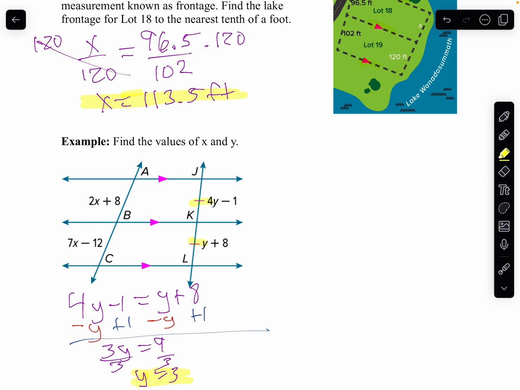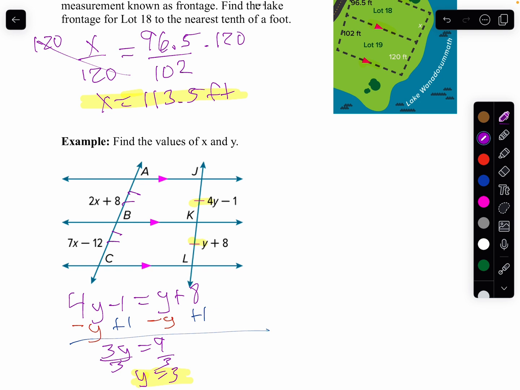Now, since my y segments were equal, my x segments are equal. Now, x doesn't equal y, remember, but I know AB equals BC. So in other words, 2x plus 8 is going to equal 7x minus 12. Now we'll just do the algebra here. Let's minus 2x from both sides. I want to get rid of that 12, so I'll add 12 to both sides.